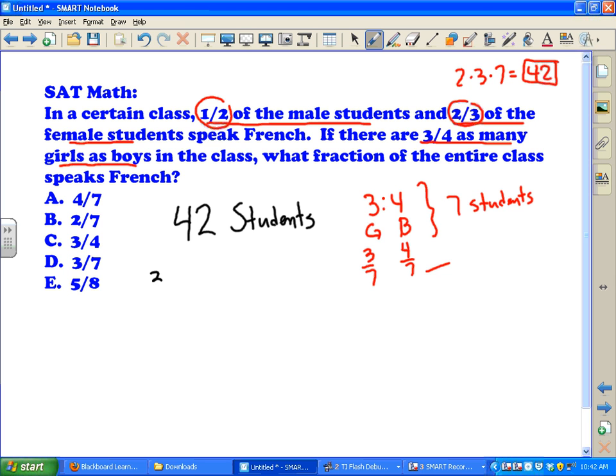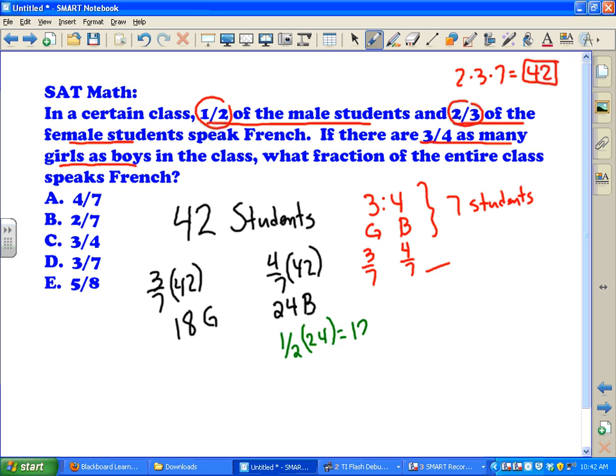Well, 3/7 of those 42 are girls, so that would be 18 girls. And 4/7 of those 42 students are going to be boys, and that would be 24 boys. And we also know that in this problem, half of the boys speak French, so 1/2 of 24, we have 12 that speak French.